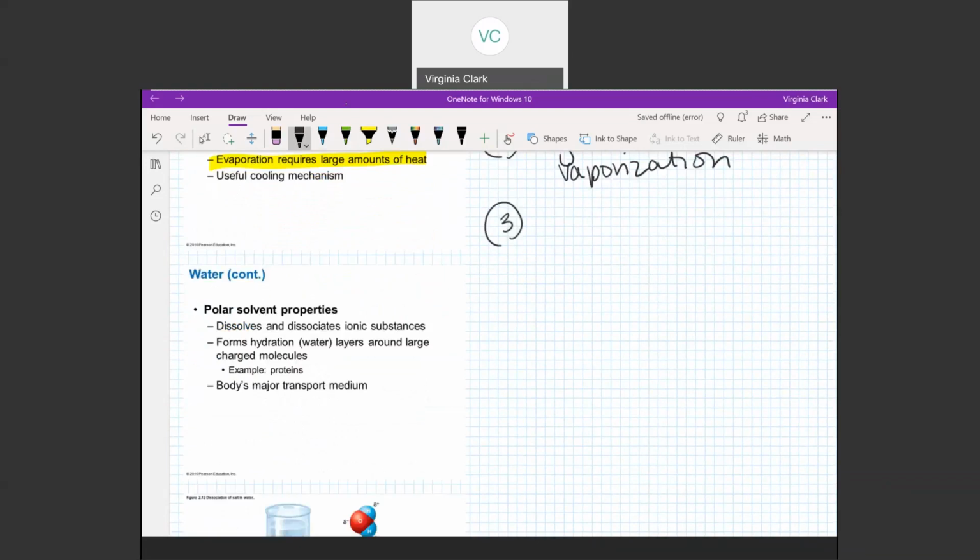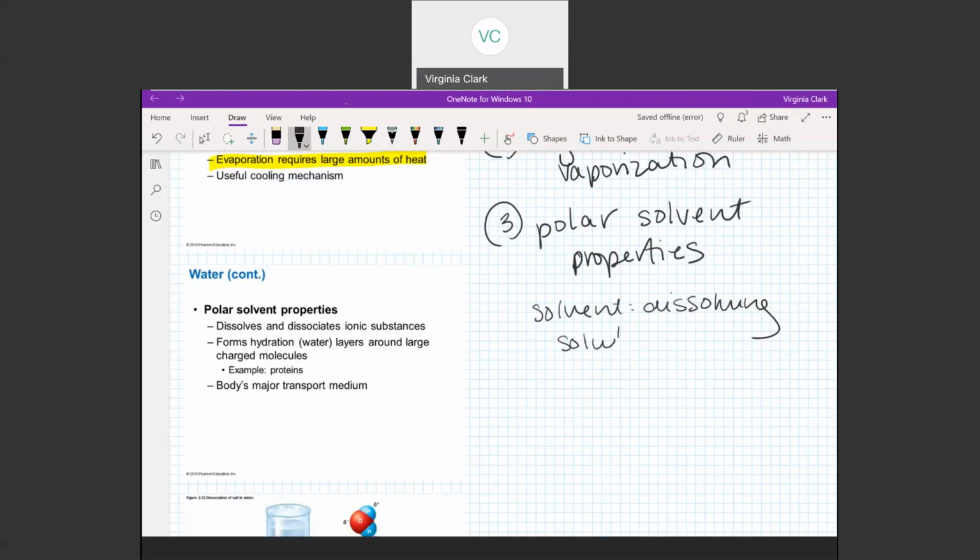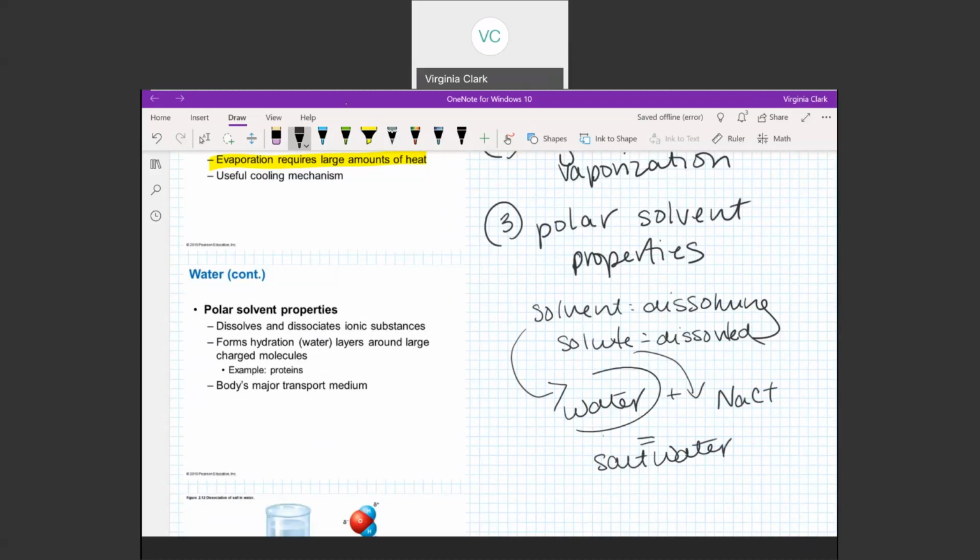The third feature is polar solvent properties. This makes water the primary solvent in our bodies. Remember, the solvent is the thing that is dissolving whatever is being put inside, and the solute is what is being dissolved. So this is going to be the water, and this is going to be the salt. You put them together and you get salt water, but it is the water that is the solvent. And it is important because it is able to dissolve large ionic compounds.